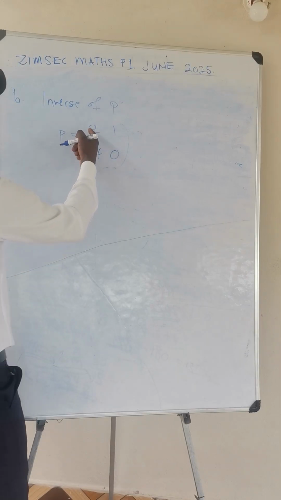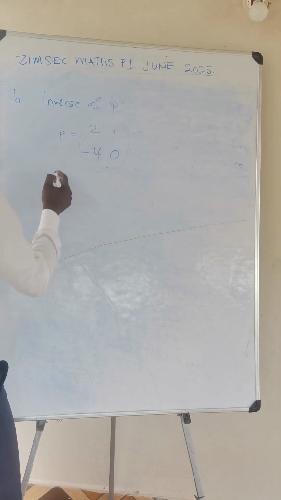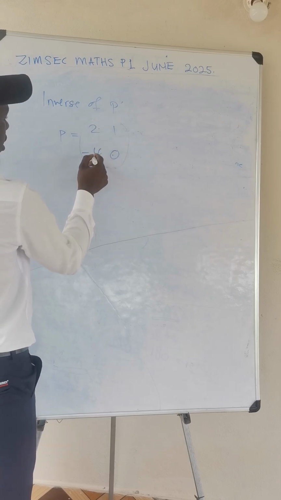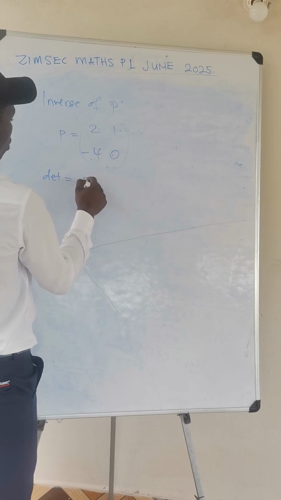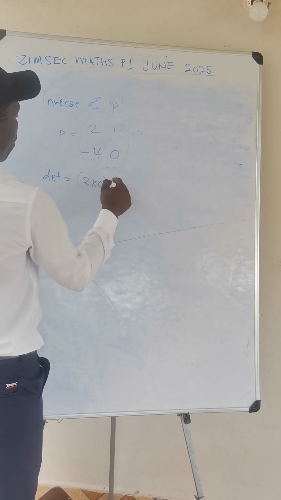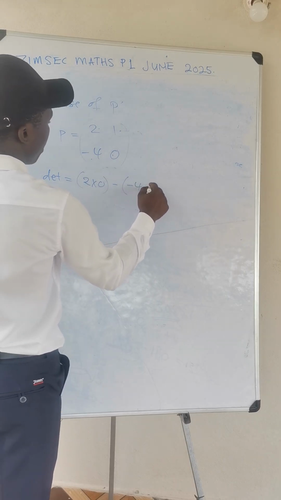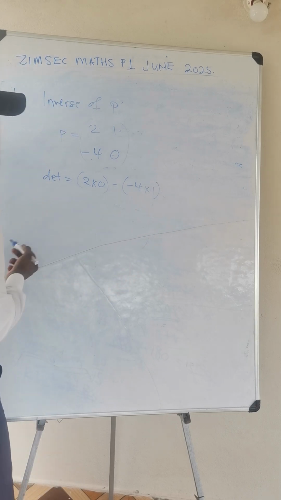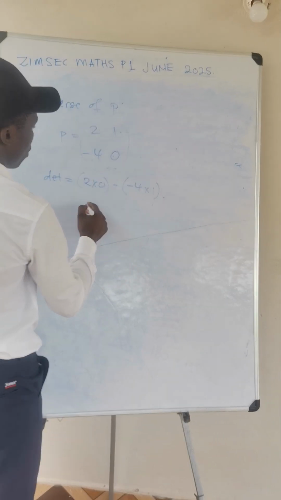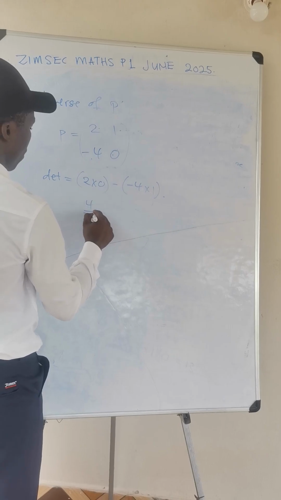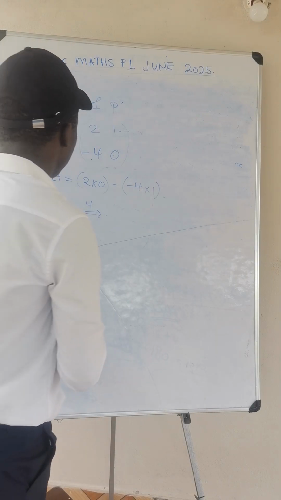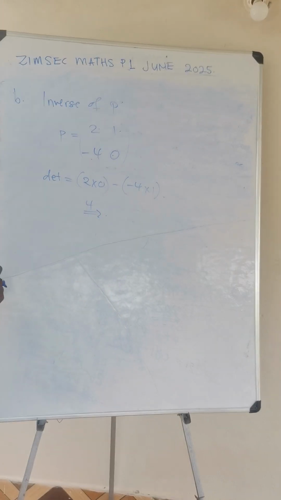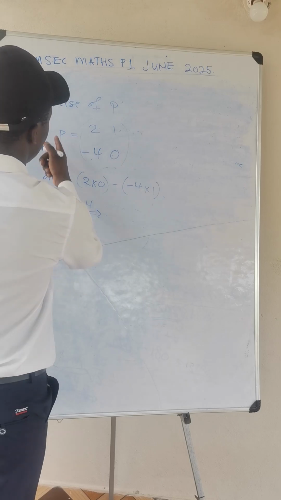So the determinant, we multiply this by this and subtract this by this. So the determinant is equal to 2 by 0 minus 4 by 1. This is 0 minus 4, so it becomes minus 4. Minus 4 is our determinant. But our question requests us to find the inverse.